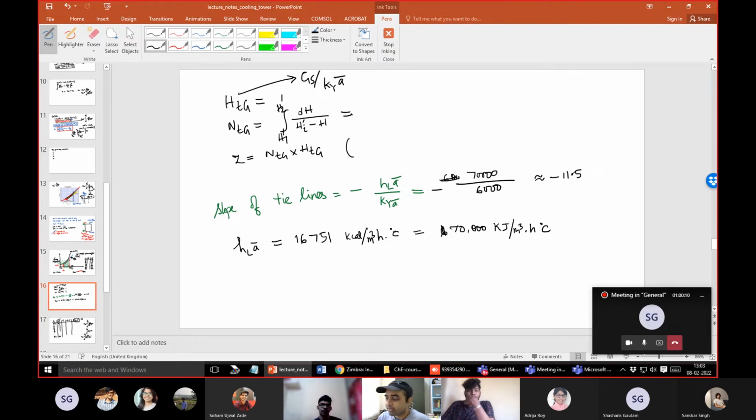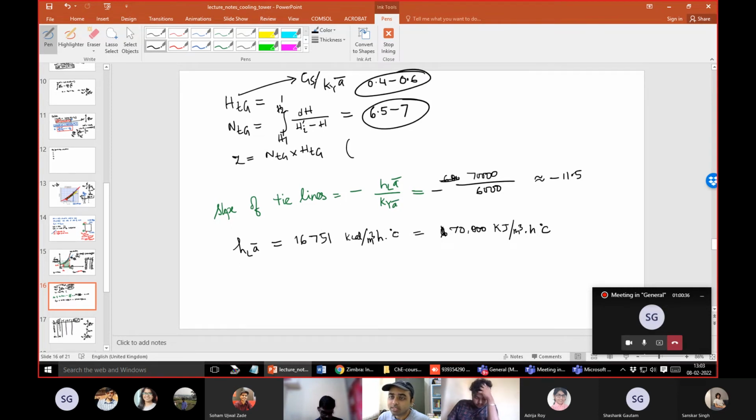I can tell you what the HTG and the NTG values are that you are supposed to get. The NTG value that you will be getting is in between 6.5 to 7, and the HTG value is 0.4 to 0.5, or maybe 0.6 you can think of, because many got GS very different. And that is straightforward. Accordingly, the height of the tower will be in between 4 to 5 meters. So this is something you have to work out yourself.